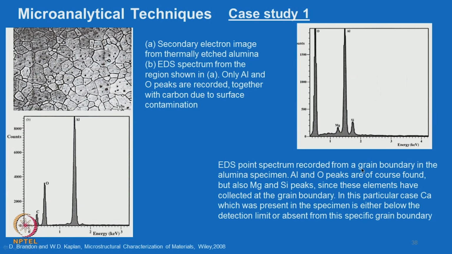EDS point spectrum recorded from a grain boundary in the alumina specimen. Aluminum and oxygen peaks are of course found, but also magnesium and silicon peaks, since these elements have collected at the grain boundary. In this particular case, calcium which was present in the specimen is either below the detection limit or absent from the specific grain boundary.